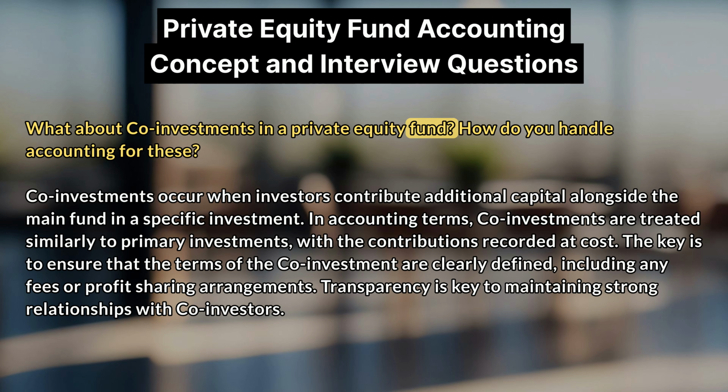What about co-investments in a private equity fund? How do you handle accounting for these? Co-investments occur when investors contribute additional capital alongside the main fund in a specific investment. In accounting terms, co-investments are treated similarly to primary investments, with the contributions recorded at cost. The key is to ensure that the terms of the co-investment are clearly defined, including any fees or profit-sharing arrangements.